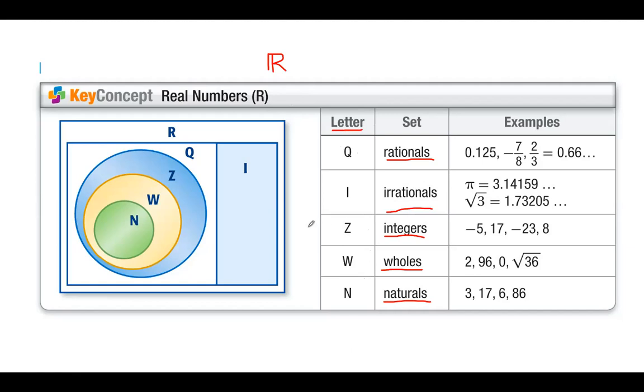I do not know why they picked Z and Q for rationals and integers. I can see why they didn't pick R, because R was already being used by real numbers. And for integers, it might be because I was already being used by irrational. But I'm not quite sure. Do take a moment, pause it, and copy that down so that you have it in your notes.